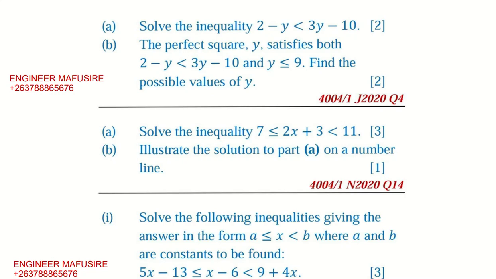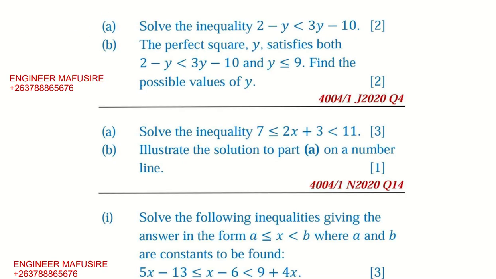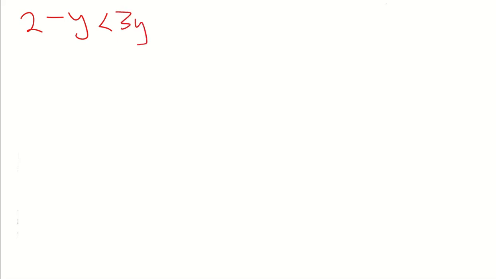So I'm going to rewrite the inequality. It says 2 minus y less than 3y minus 10. What we are going to do here is solve it just as we solve equations, right? This is the same as what we do with equations. You take your values and put them on one side, either the y values on the left hand side or the right hand side. You choose whichever you want.